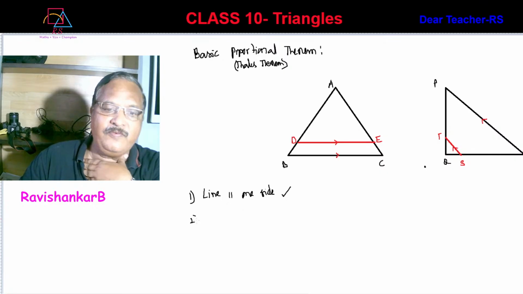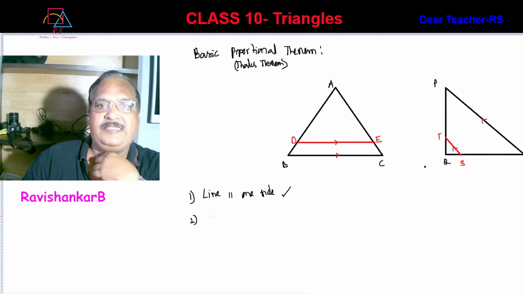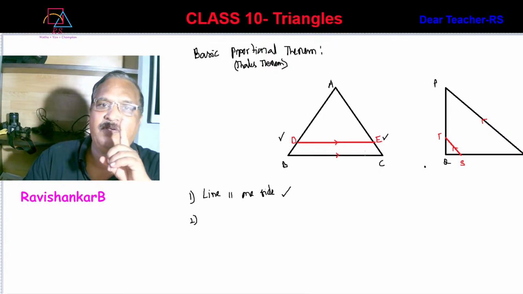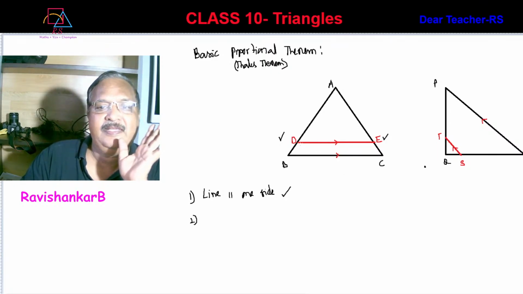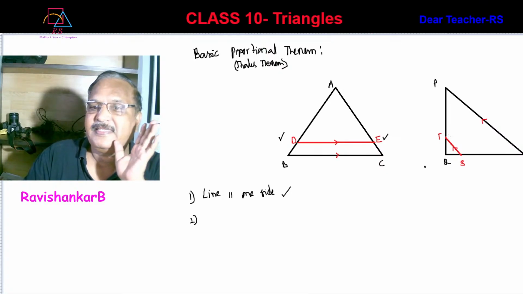When you draw a line parallel to one side, what happens? It intersects the other two sides at two different points. It is intersecting AB at D and it is intersecting AC at E. If you draw one line parallel to one side, that line meets the other two sides at two different points. So in ABC, that parallel line is meeting AB at D and meeting AC at E.